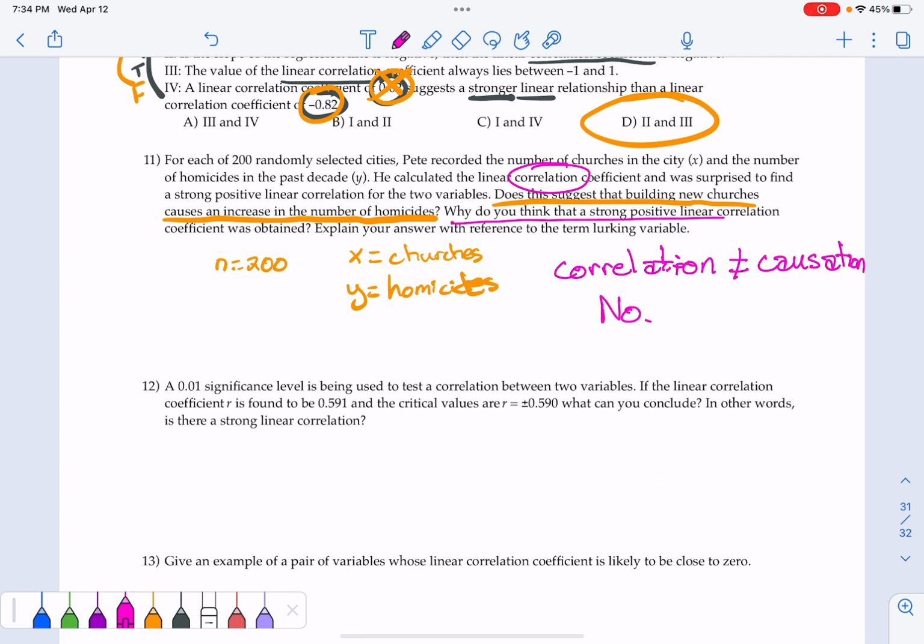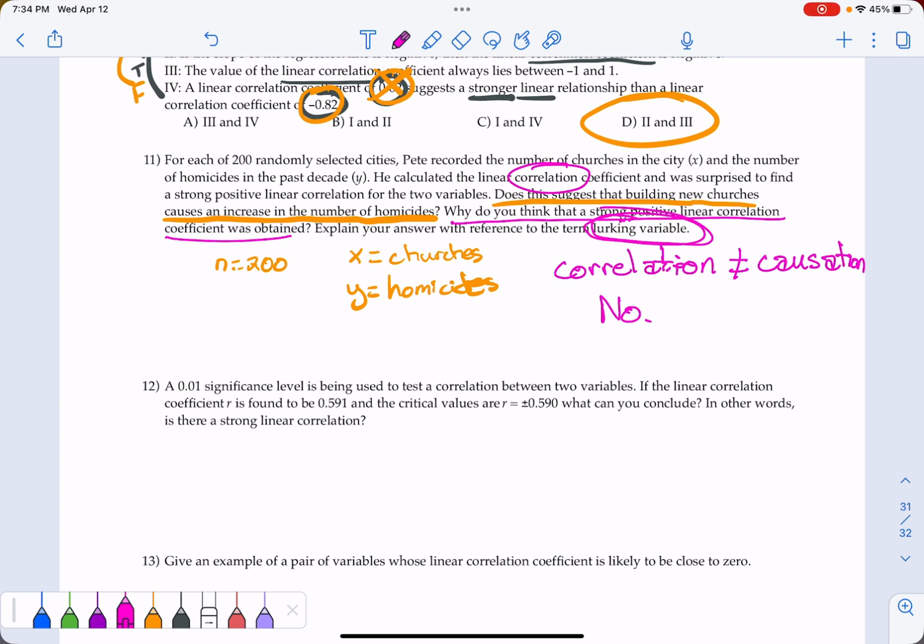Why do you think that there is a strong positive linear correlation that was obtained? So why are they both increasing, like when the number of churches goes up, the number of homicides goes up? Why would that be a thing? Explain your answer with reference to a lurking variable. So could there be something else going on behind the scenes that is causing both of them to increase?